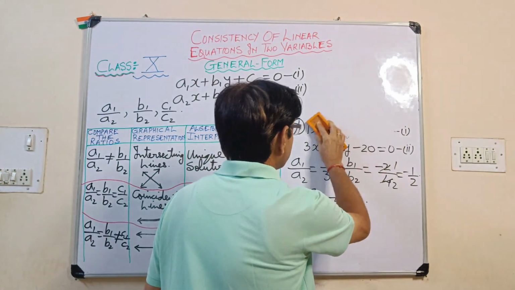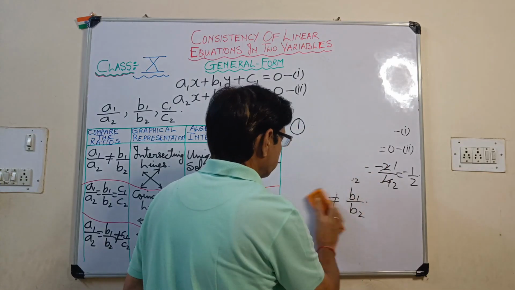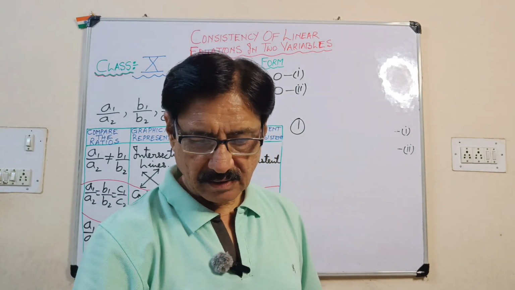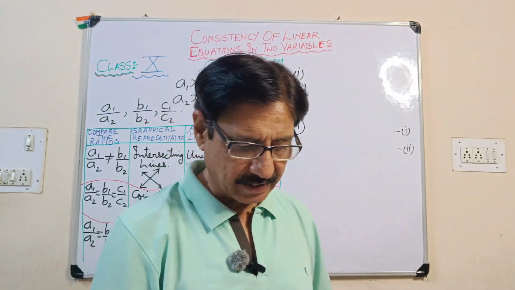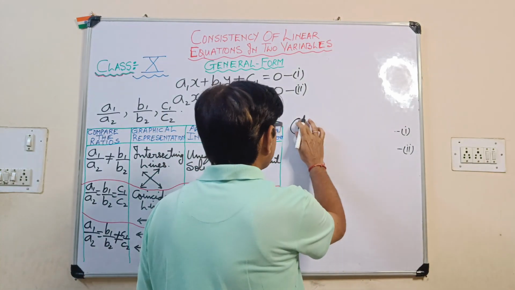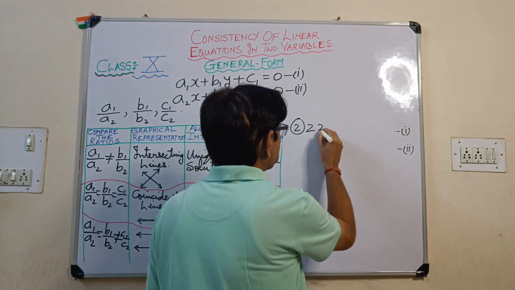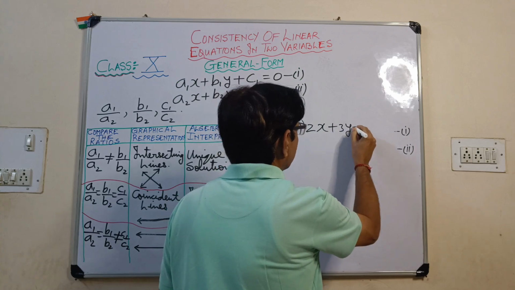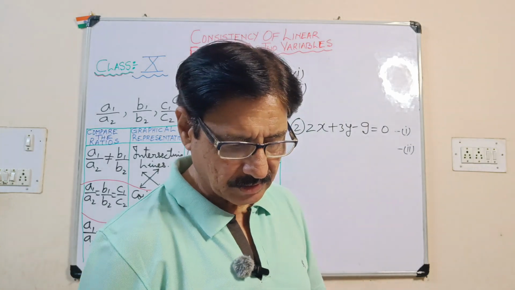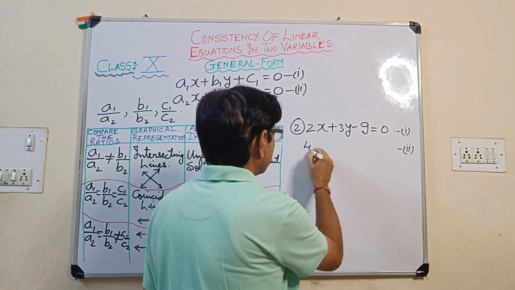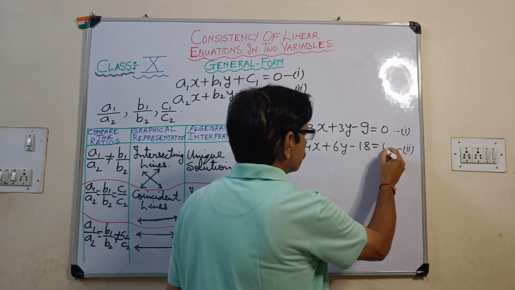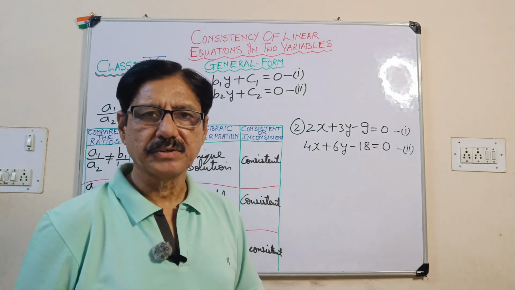Now I will take the second example, in which we will try to check the second case. The equations I am taking here are 2x plus 3y minus 9 equals 0, that is the first equation, and 4x plus 6y minus 18 equals 0 is the second equation.